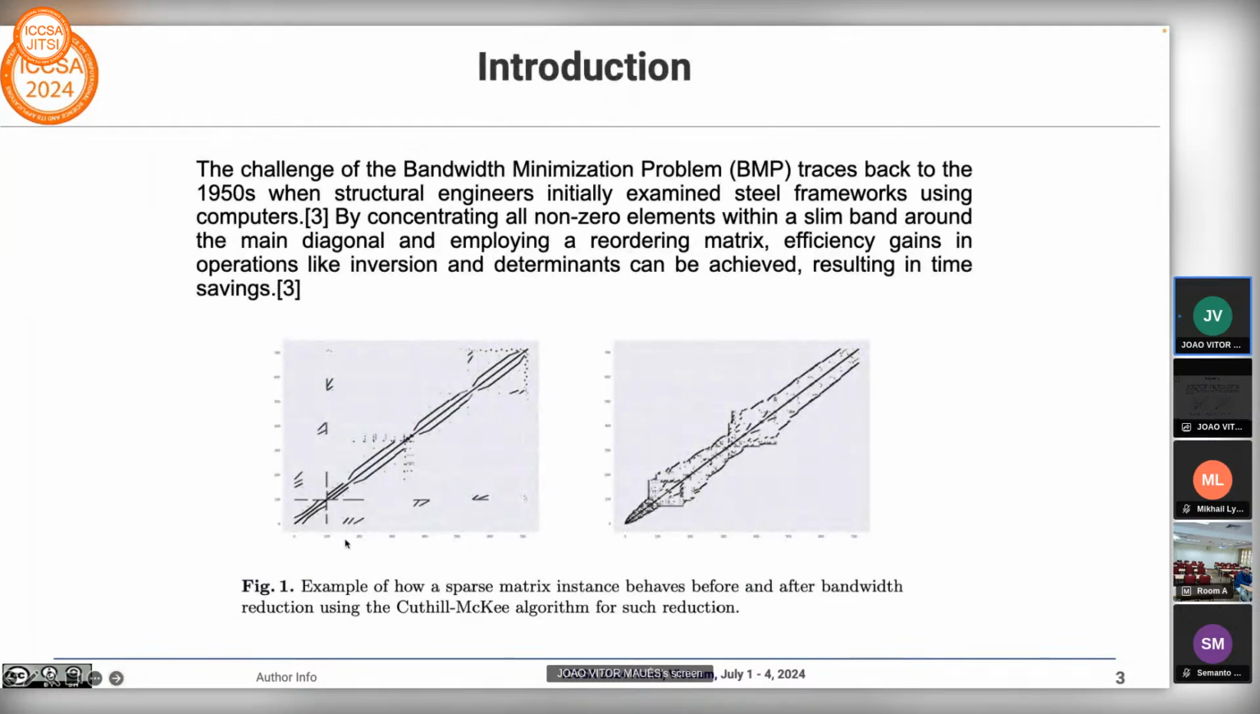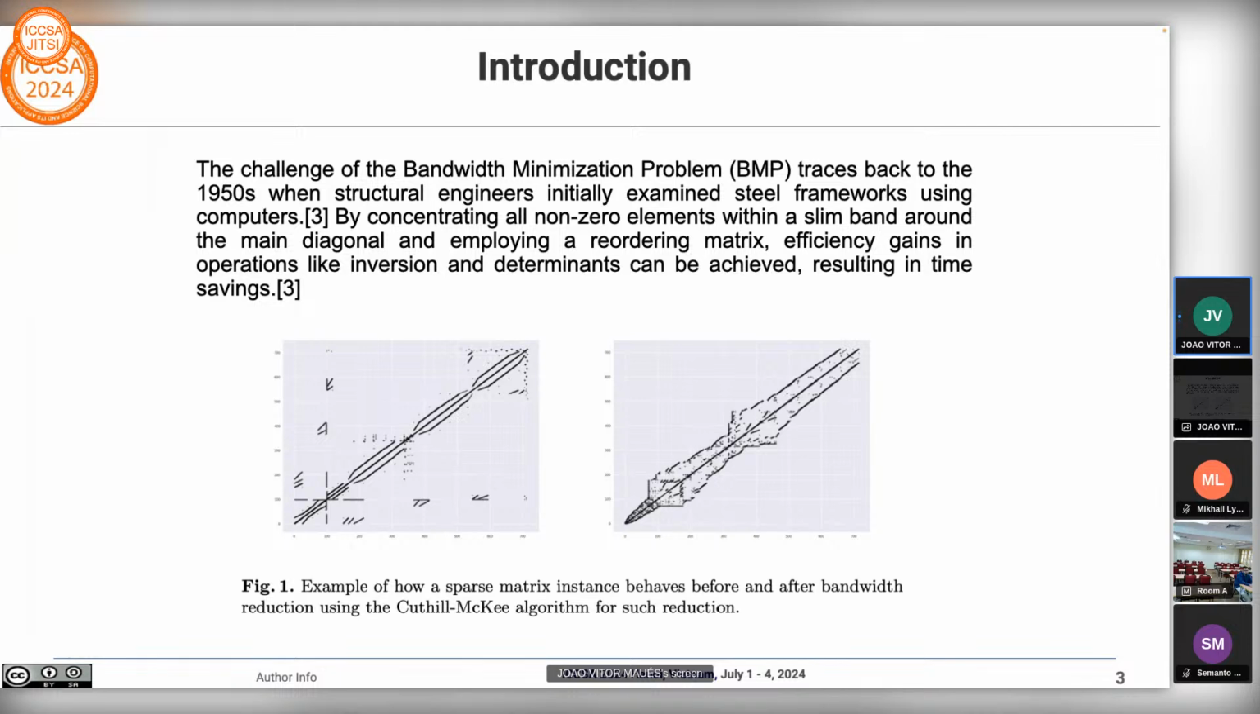Many simulations in science and engineering require solving extensive sparse linear systems, often representing their highest computational cost. By concentrating all non-zero elements within a slim band around the main diagonal and employing a rewarding matrix, efficient gains in operations like inversion and determinants can be achieved, resulting in a lower computational cost and time saving.